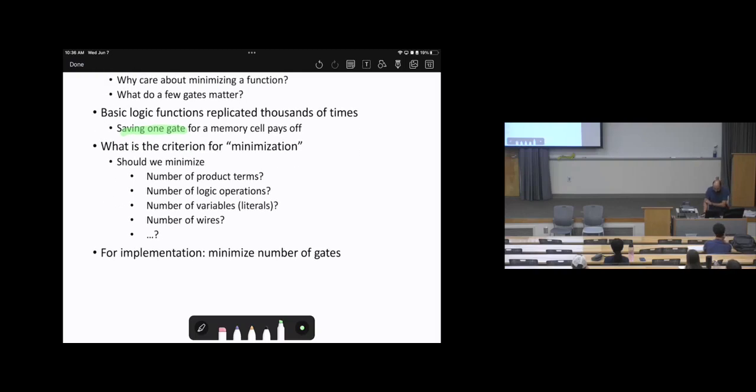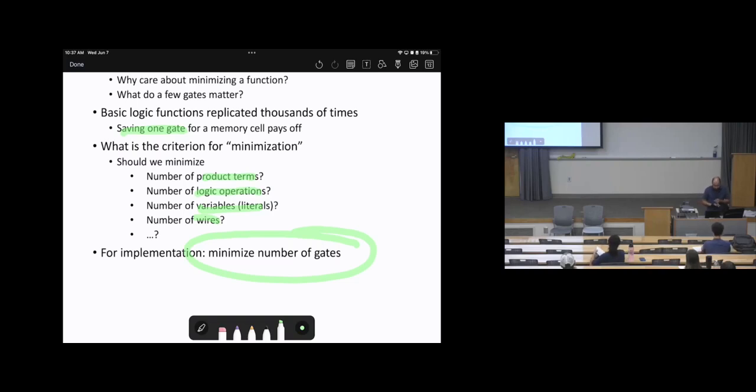So what's the criteria of minimization? What should we minimize? Should we minimize the product terms? Or the logic operations? The variables? The wires? Our target is to minimize the number of gates. That's our target, the usage of number of gates, so we can use a lower amount of chips or ICs. We can reduce the amounts as much as possible. When we use a lower amount, it means we are saving more money.